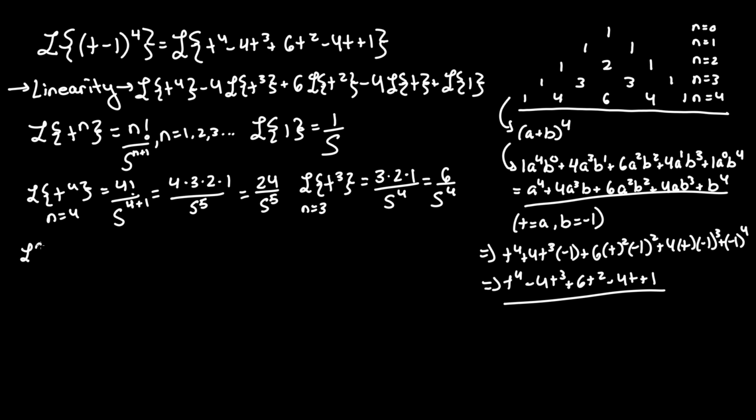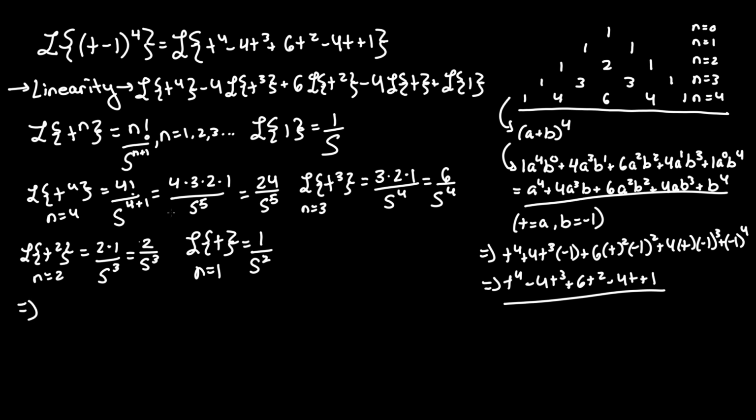For the Laplace of t squared, let n equal 2. So 2 times 1 over s to the power of 2 plus 1, which is s cubed. So 2 over s cubed. And lastly, Laplace of t simply means make n equal to 1, since t is t to the power of 1. So 1 factorial is simply 1 over s to the power of 1 plus 1, which is s squared.